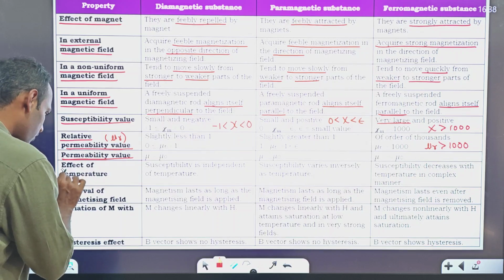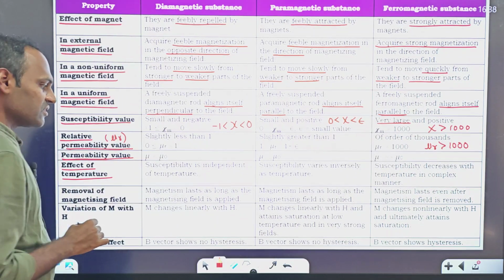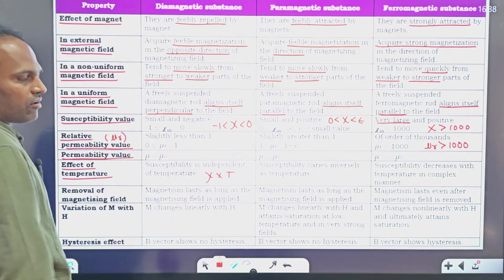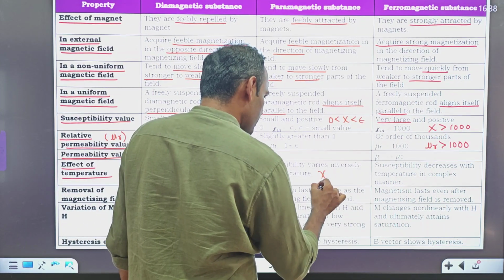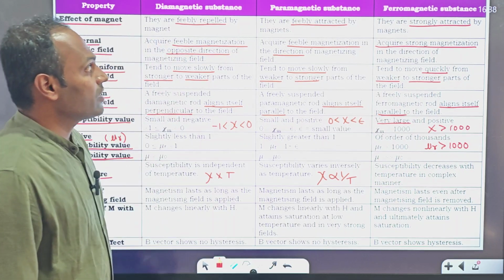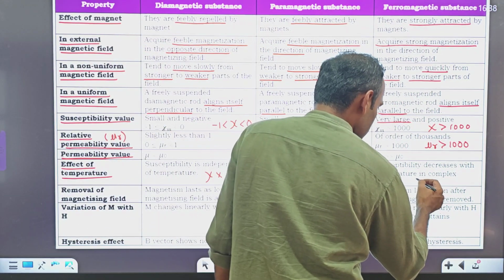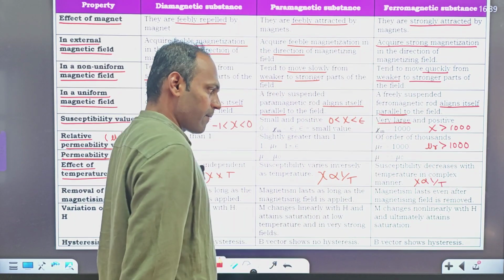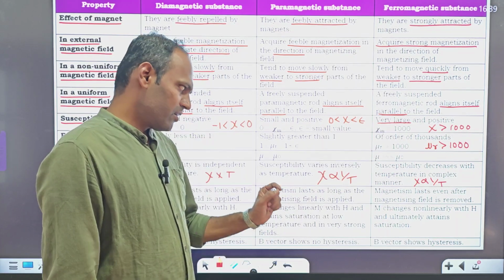Next, effect of temperature. In diamagnetic substance, susceptibility is independent of temperature. It will not depend on temperature. In paramagnetic substance, susceptibility is inversely proportional to temperature. In ferromagnetic substance, susceptibility is also inversely proportional to temperature, but it varies in a very complex way.